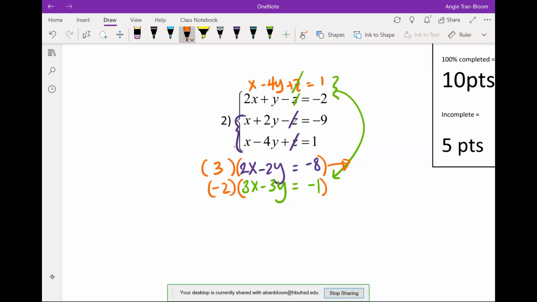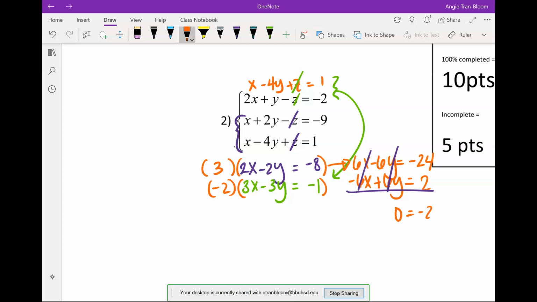On the first one, what did you end up getting? Oh, 6x minus 6y equals negative 24. How about this side? The bottom. Negative 6x plus 6y equals 2. Good. So we are going to eliminate. All x's are gone. All y's are gone. What's left on the left side?